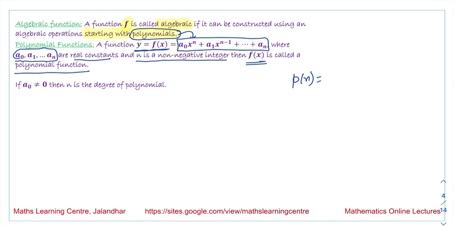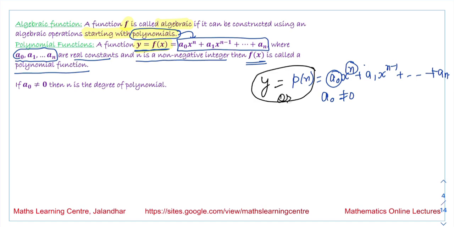We are saying p(x) is a polynomial if it has the form a0 x raised to the power n plus a1 x raised to power n minus 1, so on up to an. If a0 is not equal to 0, then the degree of this polynomial is n. Then any function y is equal to f(x) of this form, you can write y is equal to p(x), or in this case we are writing y is equal to f(x). So this is a polynomial function.